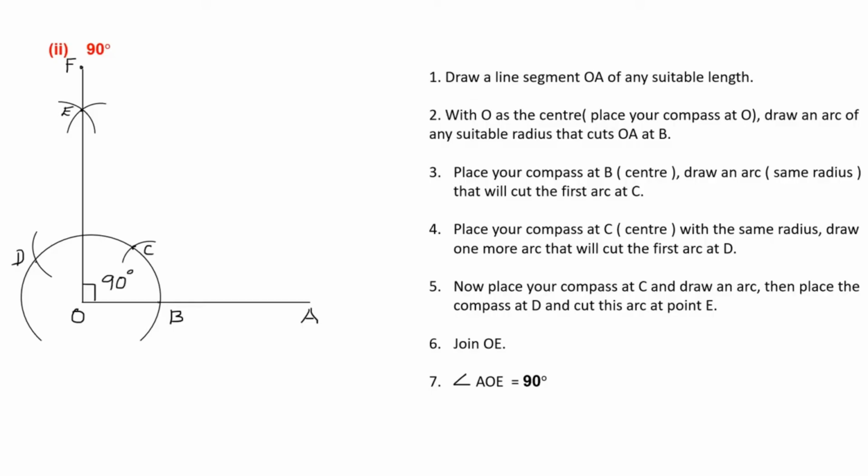If you measure with your protractor now, you will see that this is 90 degrees. So protractors are used only to check our final answer. Otherwise, for the rest of the construction, you use only your ruler and compass. So this is how we get 90 degrees.